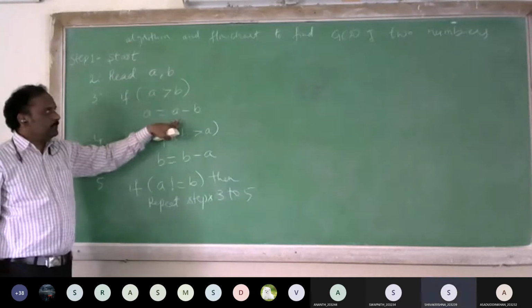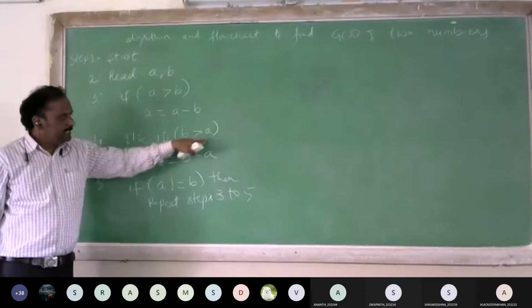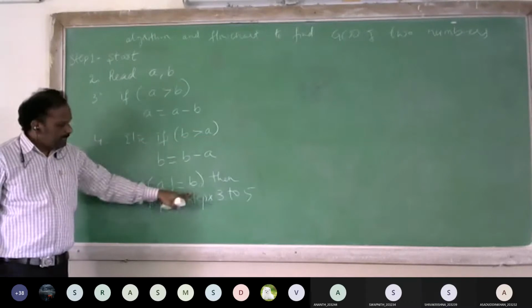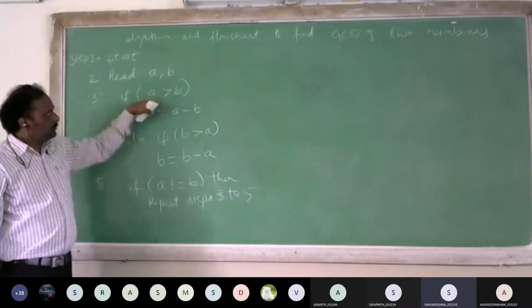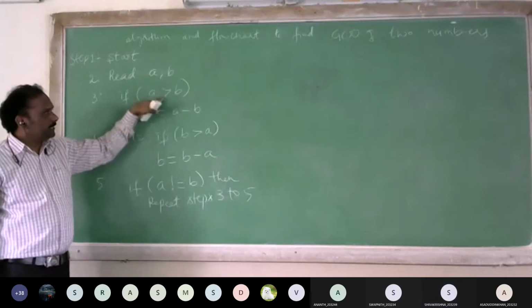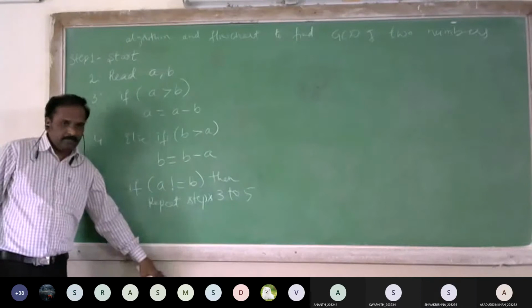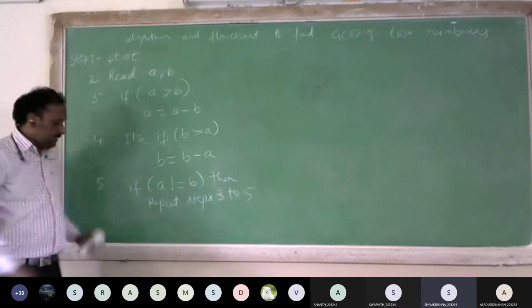If A is greater than B, do this one. If A is not greater than B, come here. If B is greater than A, do this. Then again check whether they are not equal. Not equal means again test for A greater. If A is greater, subtract. Otherwise, subtract with B. When both become equal, come outside. By that time, A and B will be equal.